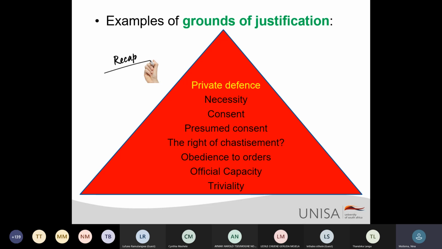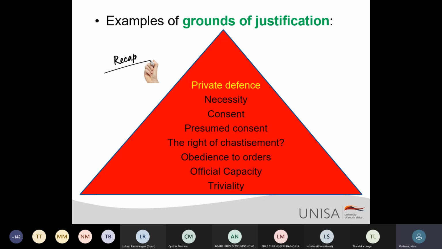You did the requirements for private defense, which you will see when we do necessity, which is the following ground of justification. There are also requirements for necessity, and some of them are very similar to private defense. So you have to be careful to know what the difference is between private defense and necessity. The other grounds of justification that we will look at in this lecture is consent, presumed consent.